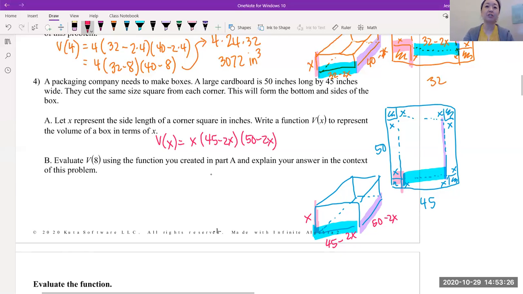All right, so evaluate V of 8 using the function we created. Explain your answer in the context of this problem. Okay, so again, we're gonna have to explain our answer. So V of 8, same kind of thing. So we're replacing all the x's with 8s.